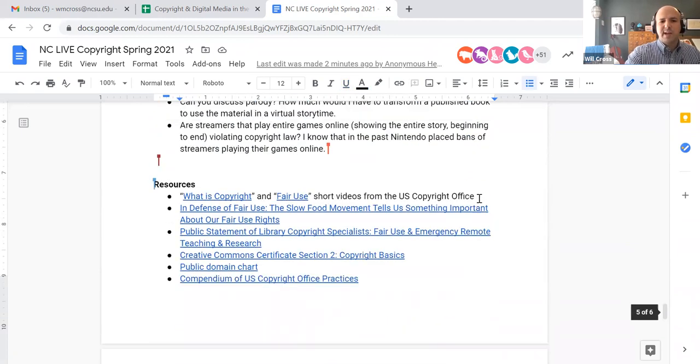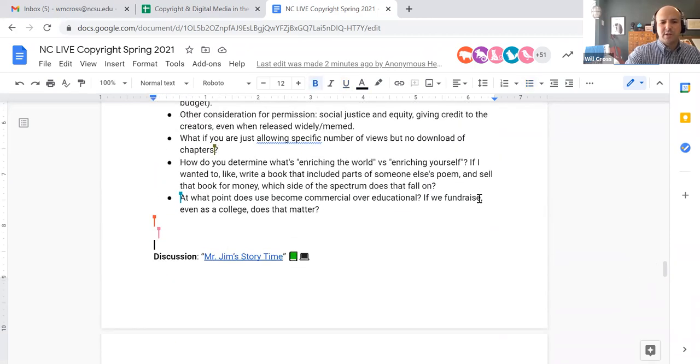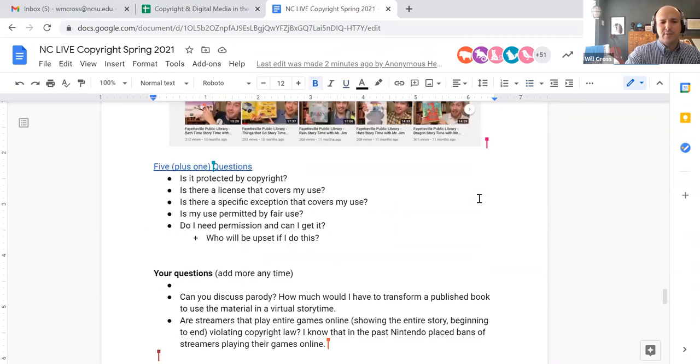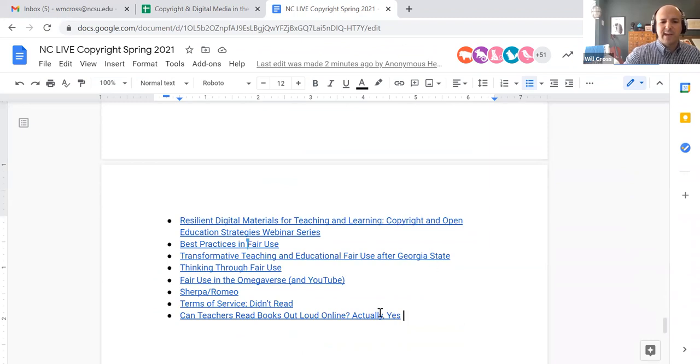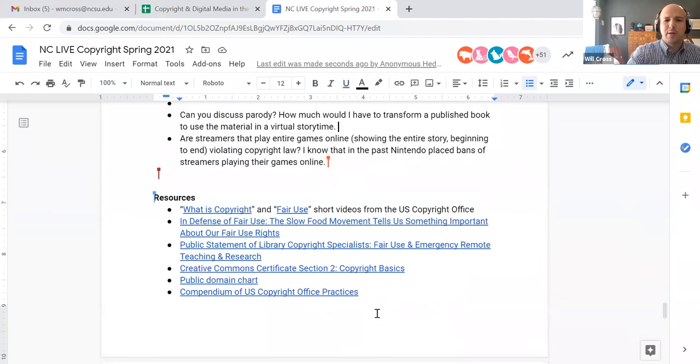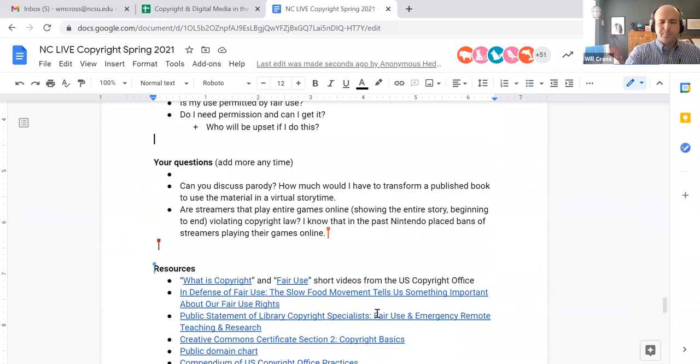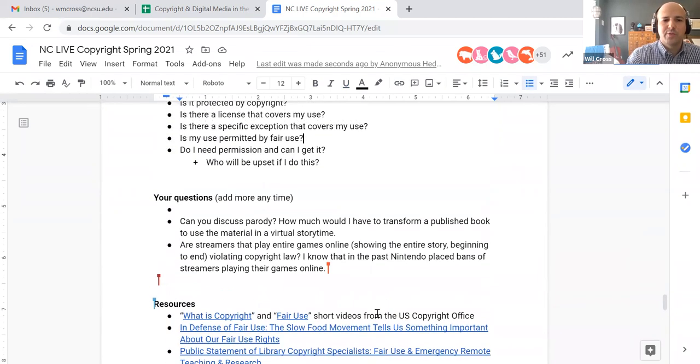What we didn't get to today was the second hypo, Mr. Gem's story time, which has to do with reading aloud. The reason I feel okay that we didn't get to that is there's an article at the bottom here called Can Teachers Read Books Out Loud Online? Actually, yes. That very clearly and succinctly explains why it's absolutely fair use when the reading aloud that you're doing is part of your core non-commercial sort of pedagogical purposes. If there's a ton of interest, we can jump into that maybe in another webinar, but for now, I want to point to those resources.